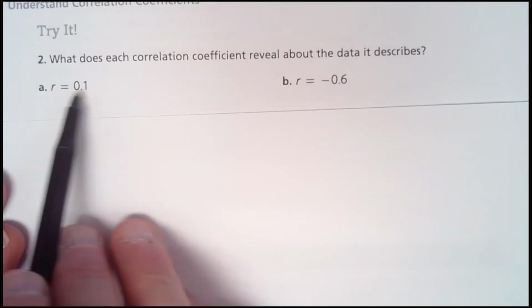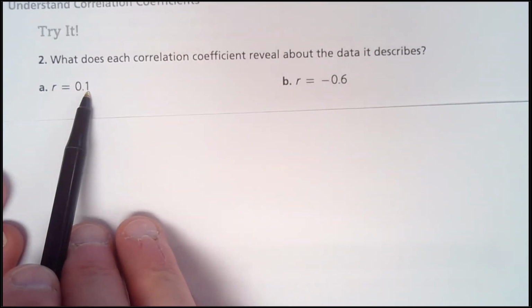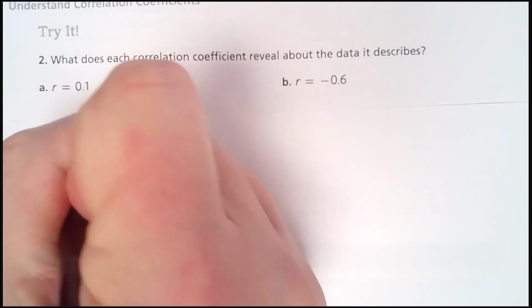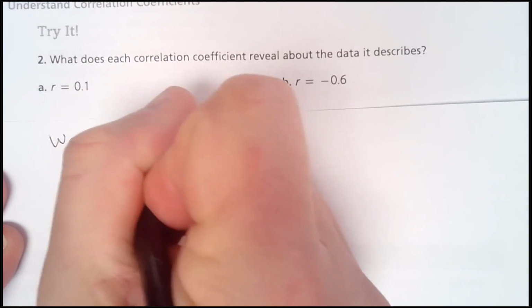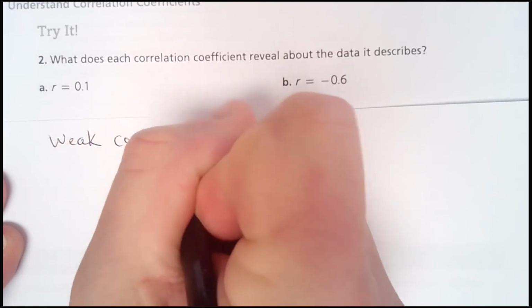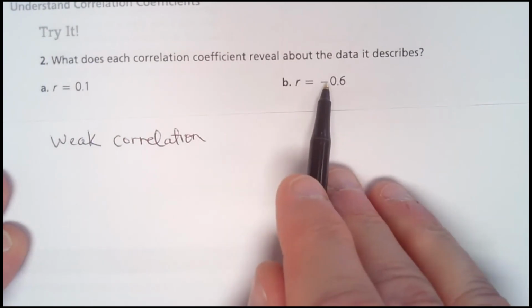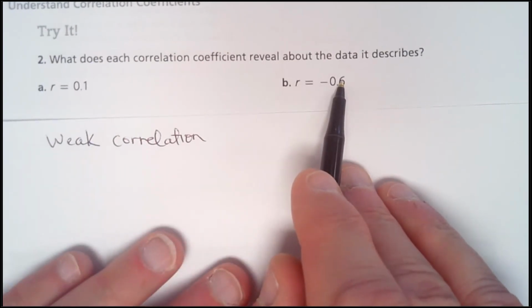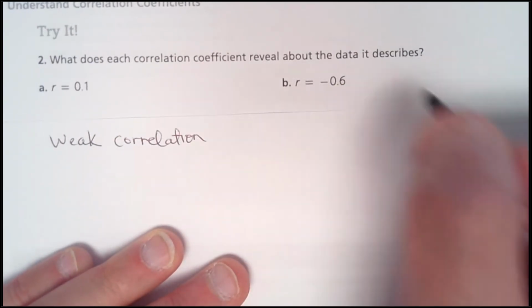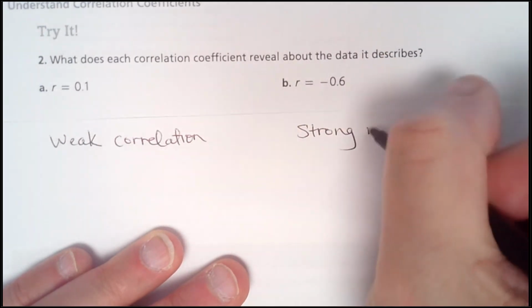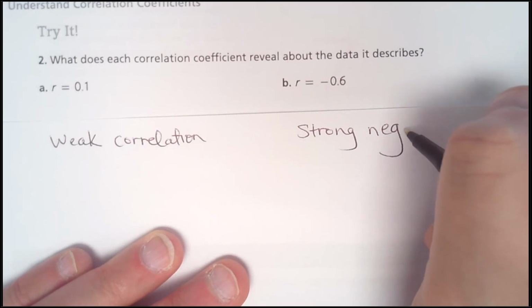Okay, the first one, an R value of 0.1 is close to 0. That means there will be a weak correlation. An R value of -0.6 is actually closer to -1. So that means this will be a strong negative correlation.